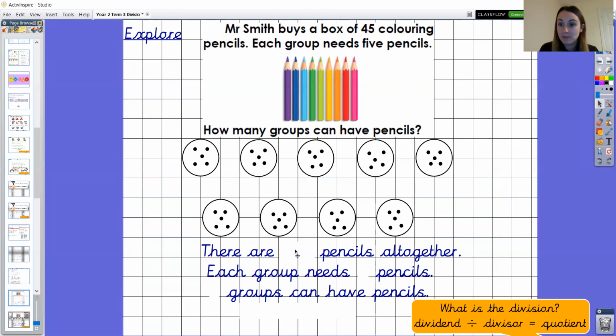Fantastic. So shall we read the STEM sentences together now? There are 45 pencils altogether. Each group needs 5 pencils. 9 groups can have pencils. So the division would be 45 divided by 5 equals 9. Well done, Year 2.